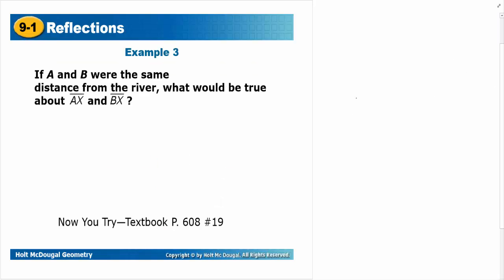Next up, this is an extension here. If A and B were the same distance from the river, what would be true about AX and BX? So again, I'm going to look back on this previous slide since I have a nice picture to go along with it. Hopefully you have it drawn and you can use yours. It's better than mine. But again, if A and B were the same distance from the river, what would be true about AX and BX?